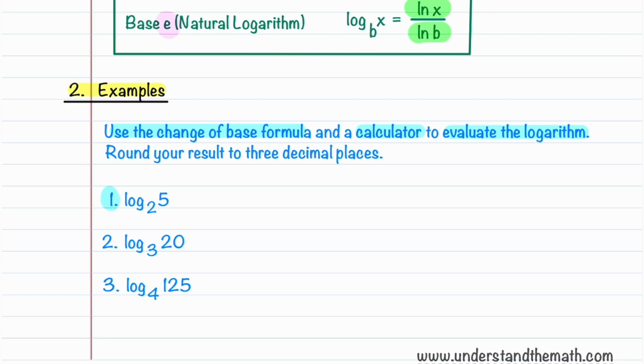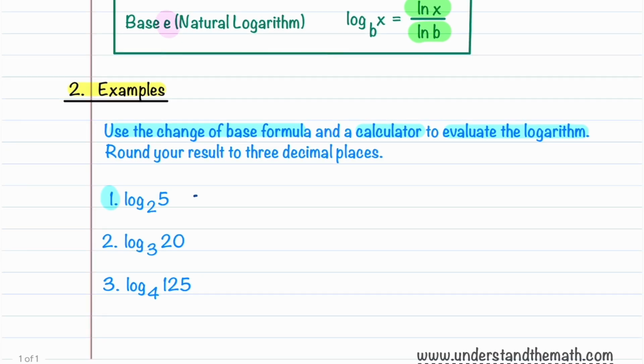In our first example, I am going to choose our new base to be 10 and write our answer as log of 5 divided by log of 2. The number that you're taking the log of always goes on top. And then I'm going to plug these into a calculator, and I get the answer of 2.322. You might want to pause the video and plug that into your calculator and see if you get the same answer.